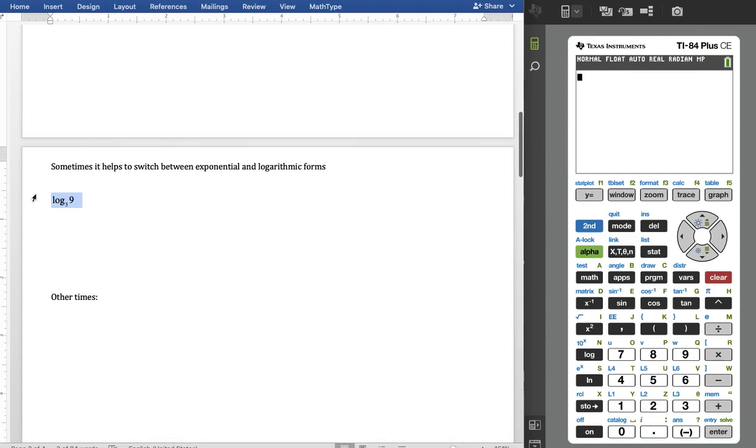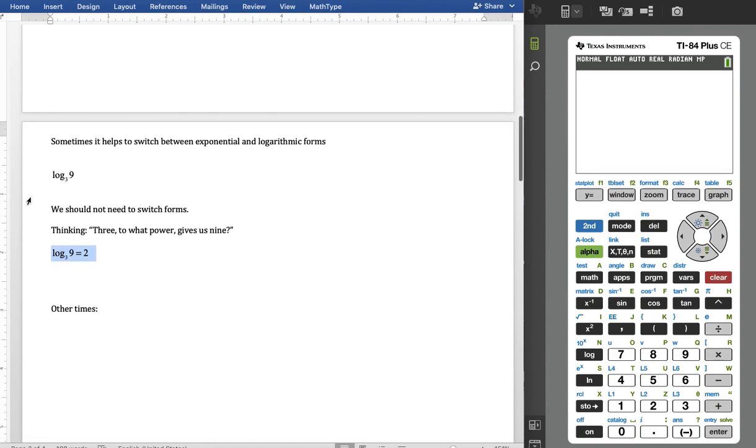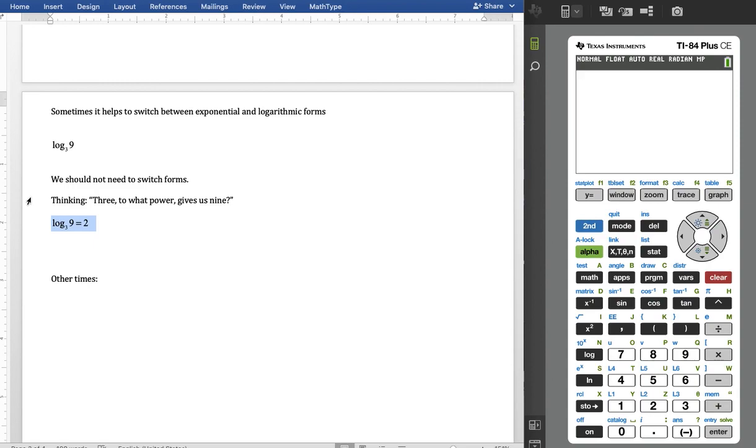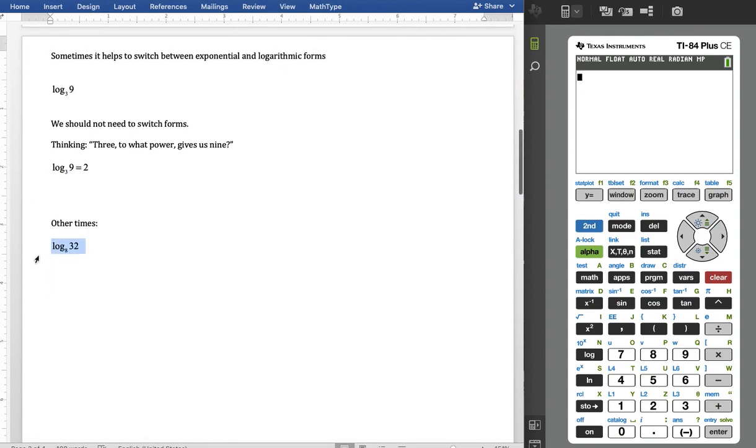All right, if we have log base 3 of 9, well, we really shouldn't need to switch forms for that. We're saying 3 to what exponent gives us 9? Well, 3 squared is obviously 9, so log base 3 of 9 is 2. We shouldn't switch. If you need to, just to get an idea behind it, go for it. Other times it does help. Log base 8 of 32, that's saying 8 to what exponent is 32.